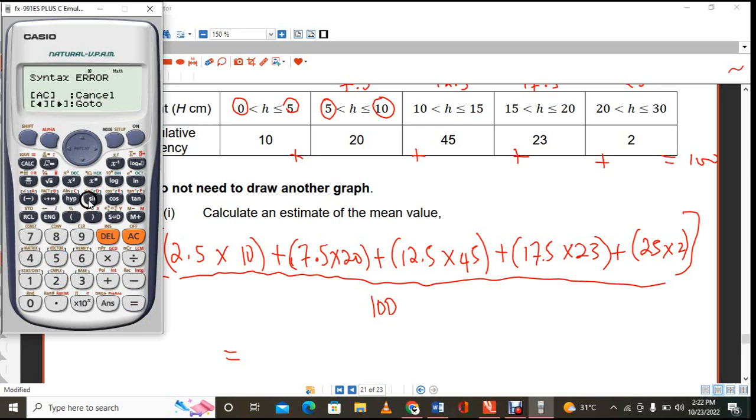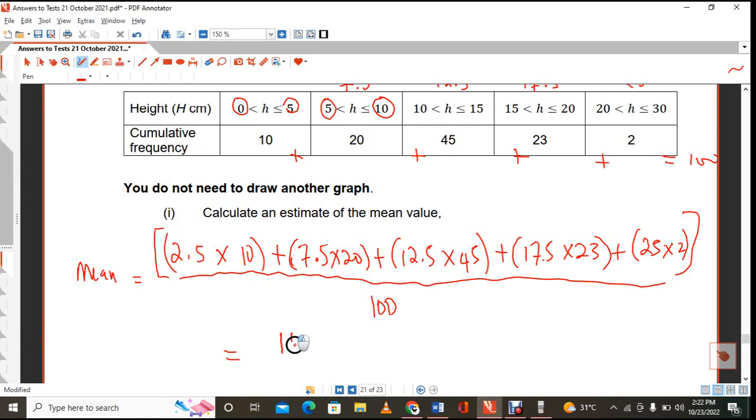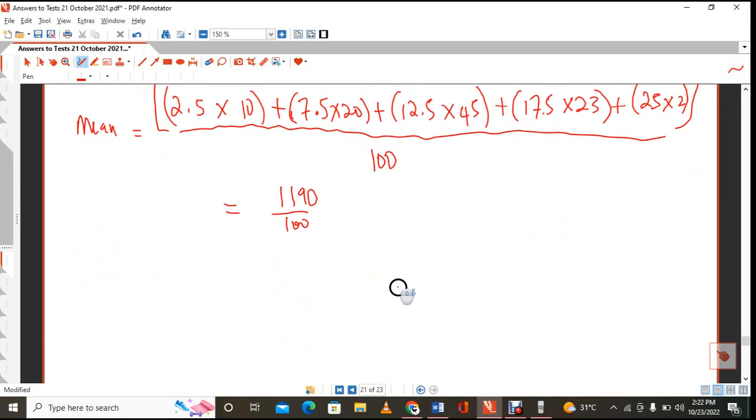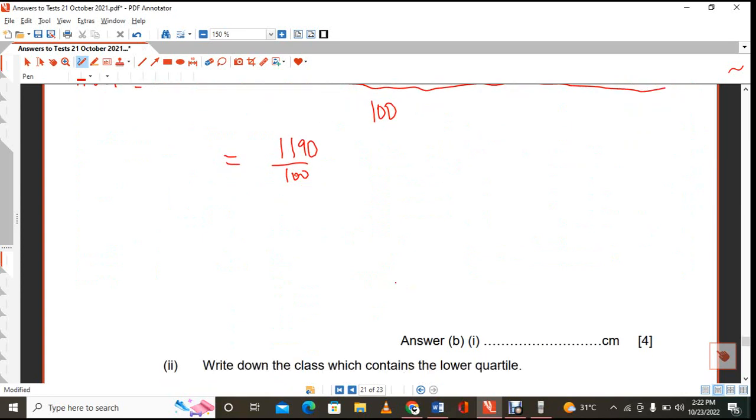And all of this, let's go back, all of this should be divided by 100. Okay, get 11.9. So if you do the numerator, you get 1,190 divided by 100. And then you get the mean, which is now 11.9 centimeters.